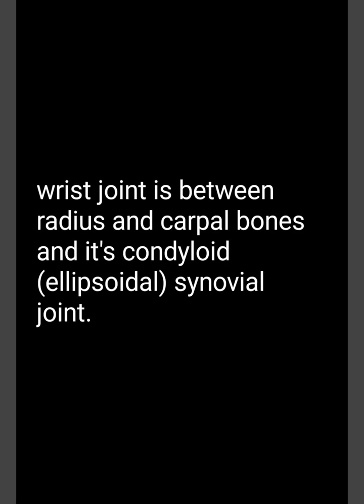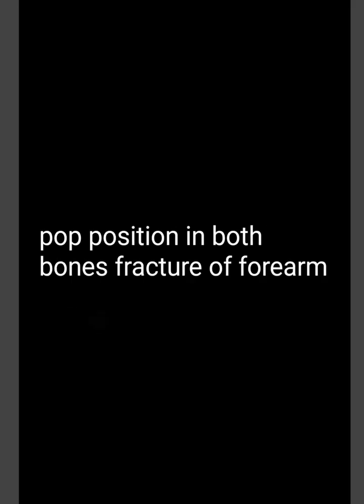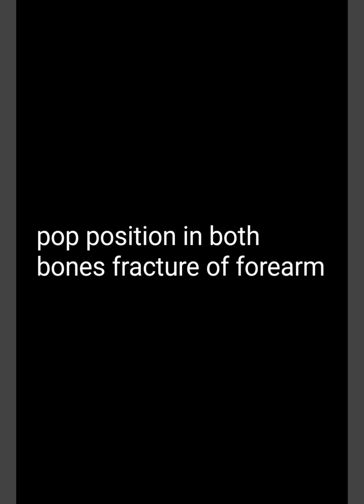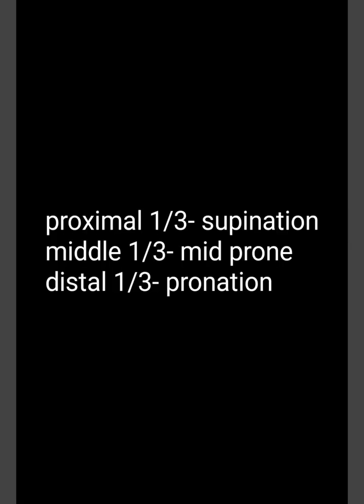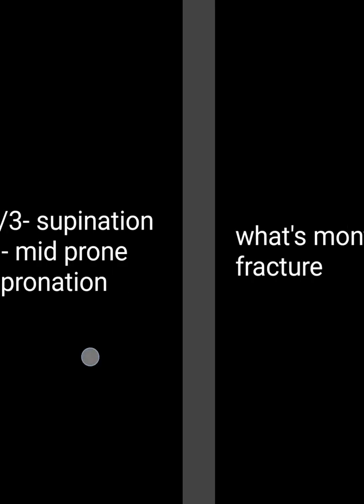Wrist joint is present between radius and carpal bones, and its type is condyloid, ellipsoidal, synovial joint. POP position in both bones fracture of forearm: proximal 1/3 supination, middle 1/3 mid-prone, distal 1/3 pronation.